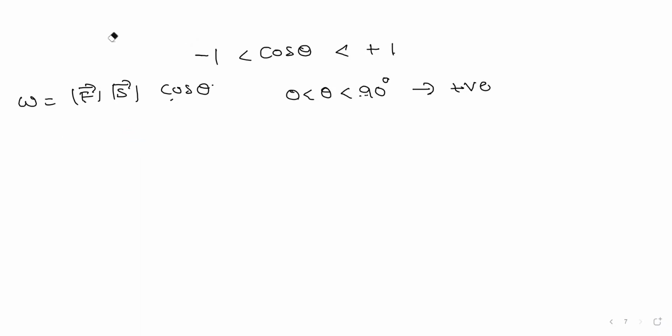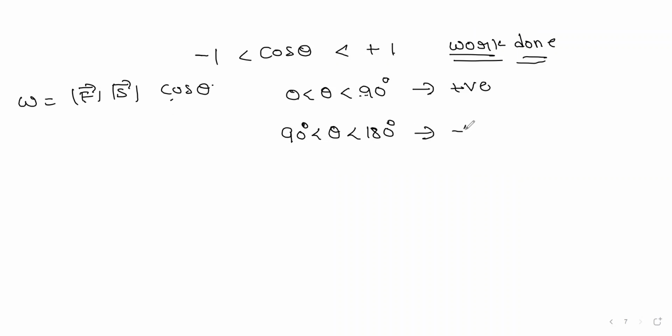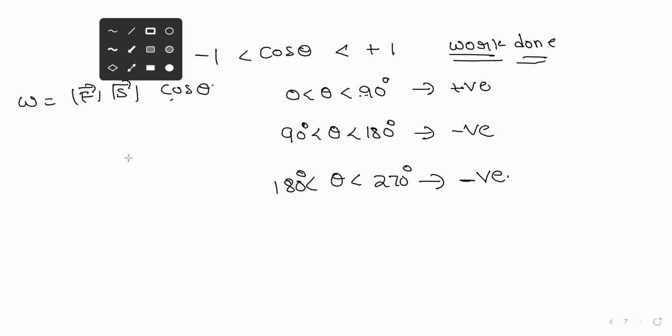Next, when theta is between 90 and 180 degrees, work done is negative. If you substitute a value between 90 and 180 in cos theta, we get a negative value. So it's negative. When theta is between 180 and 270, it's negative too.